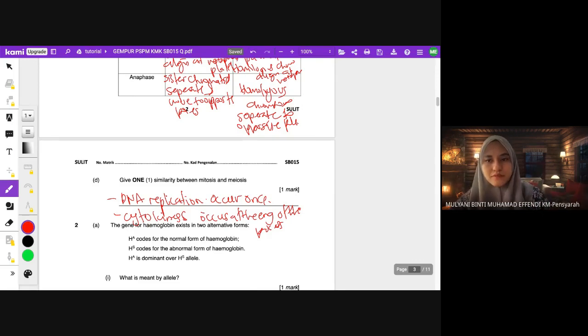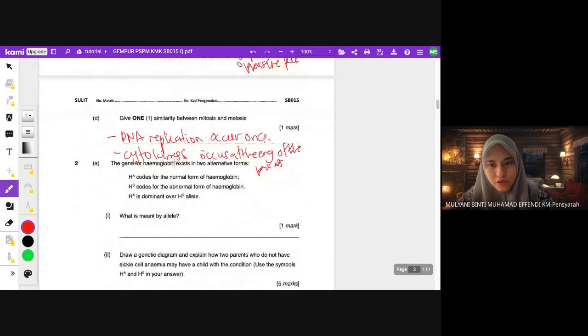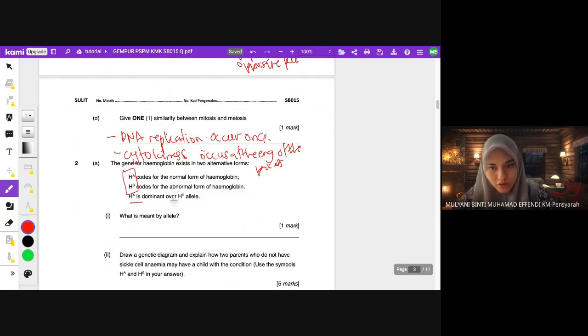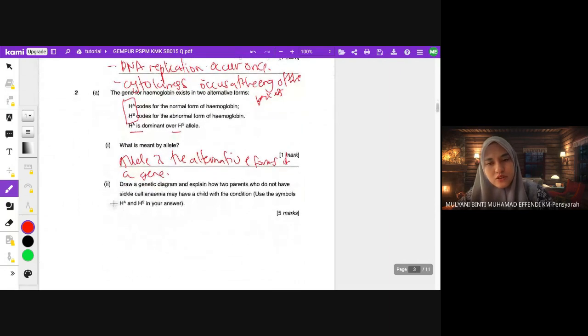Okay, so the gene for hemoglobin exists in 2 alternative forms. Inilah. Okay, so this one. So what is meant? 2 alternative form is this one lah, 2 sahaja, HA dengan HS. So HA ni adalah dominant over HS. So what is meant by allele? So allele is the alternative form of a gene. Okay, so tu maksud allele.